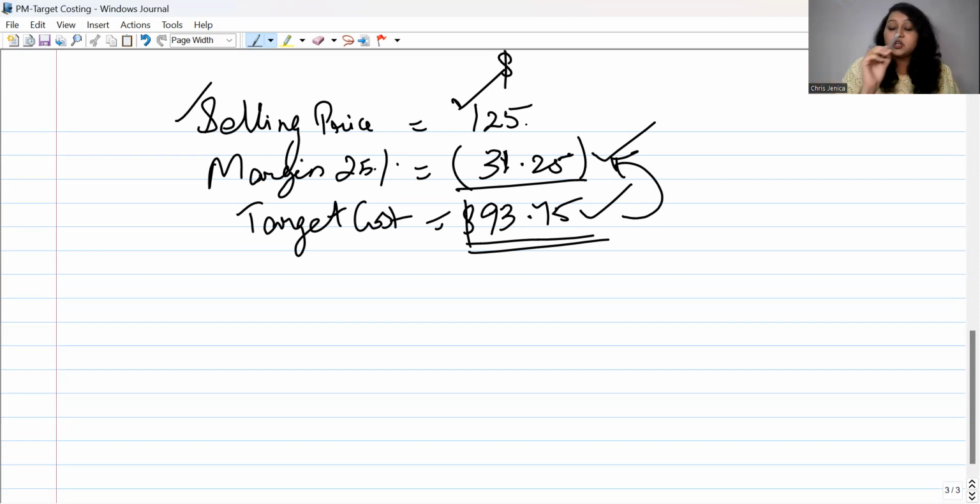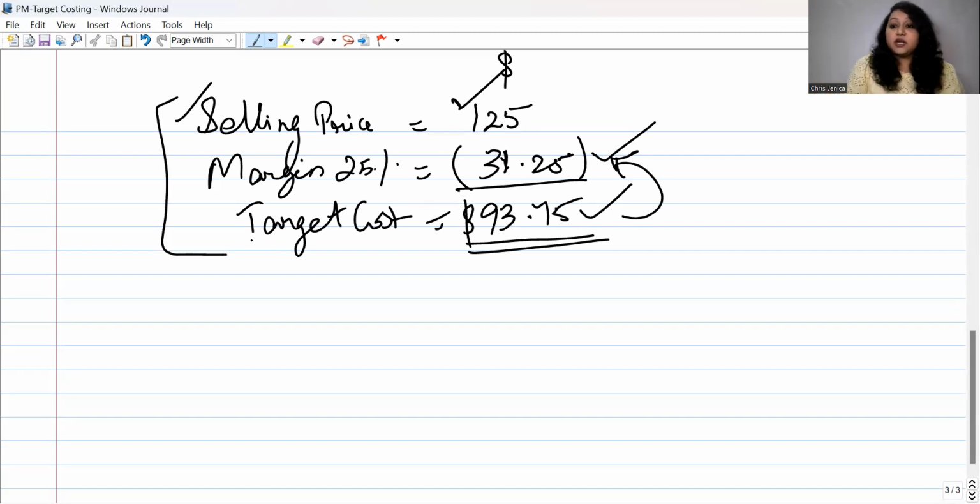Then, out of that, you're going to fix your profit. This is the profit, $31.25. I need this profit if I'm going to sell this product at 125. And so, to earn 31.25 of profit, I should incur only a cost of 93.75 in order to produce my product A, that is one unit of product A. So will that be possible?